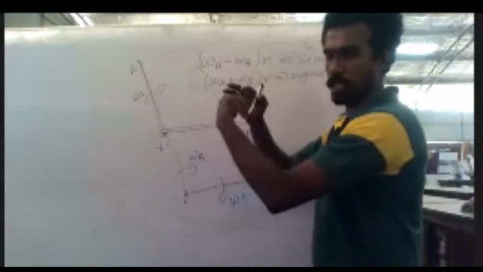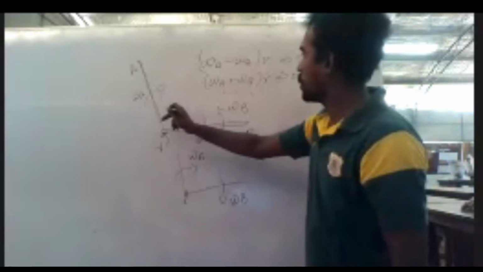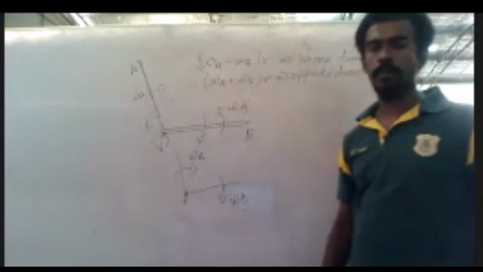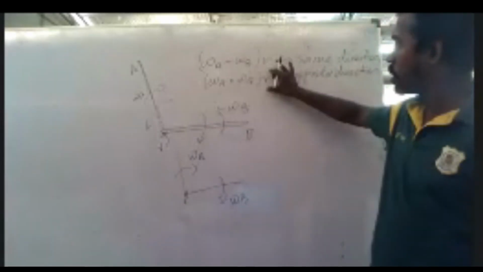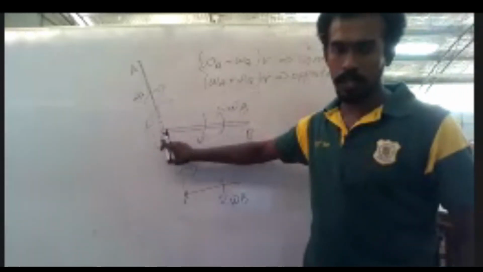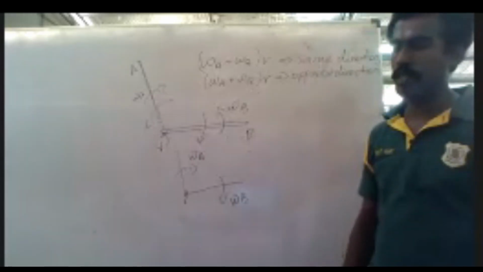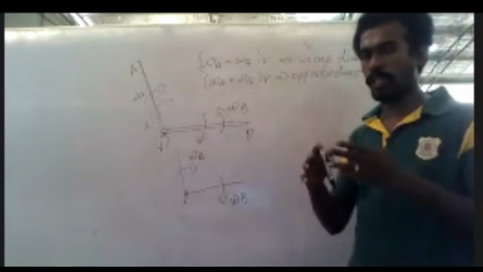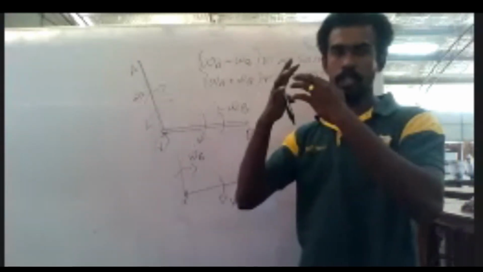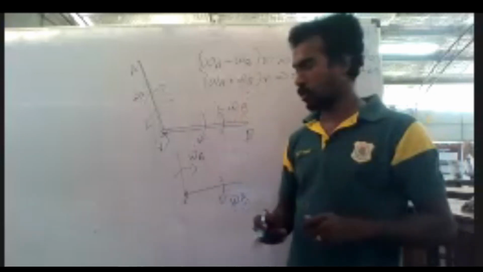Either they can move towards each other or the other way. If this is omega B and this is omega A, that is opposite direction, and we will go for omega A plus omega B into R. This radius is the radius of the pin joint. So this is what is called the rubbing velocity. Rubbing means a kind of friction. When these two links are moving, there could be a kind of friction, so to find the rubbing velocity, we use this equation.